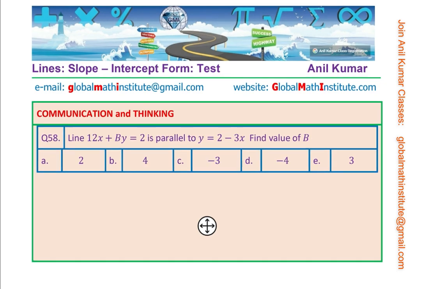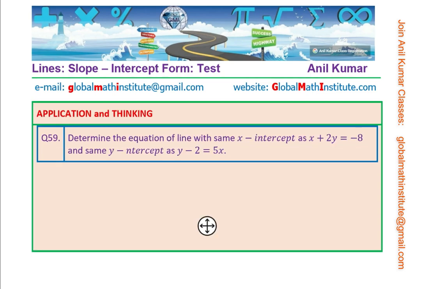Question 58. Line 2x plus by equals to 2 is parallel to the line 2 minus 3x. Find the value of b. Very interesting question. I'd like you to pause the video, answer these. 59. Determine the equation of a line with same x-intercept as x plus 2y equals to minus 8 and same y-intercept as y minus 2 equals to 5x.